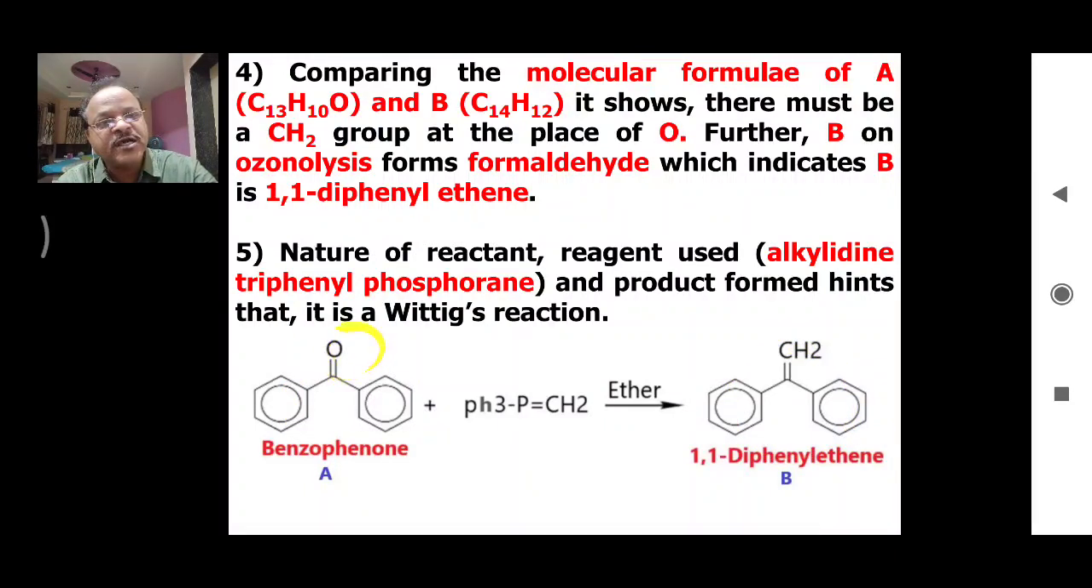If we compare these two compounds, oxygen is present in compound A, and instead of oxygen there is a CH2 group in compound B. That is the only difference between A and B. So this is how we can assign the structures to the reactants, and by observing the reaction conditions and the reagents used in the reaction, we can name the reaction on which this problem is based.